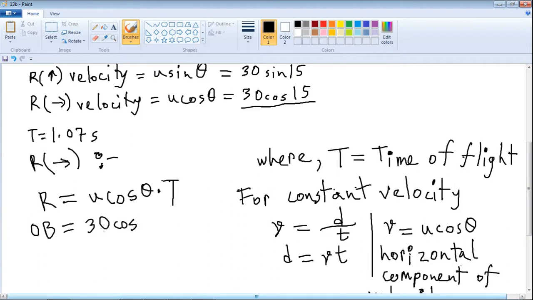So here we will substitute the value of u cos theta, which is 30 cos 15.